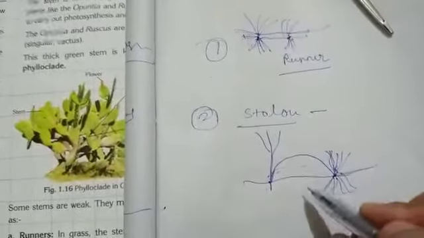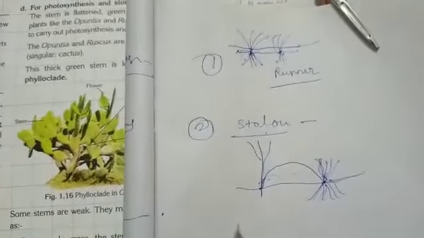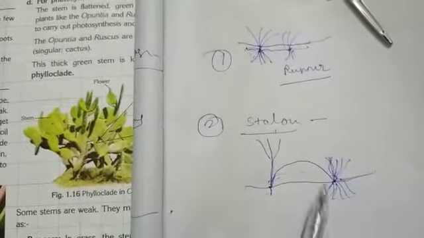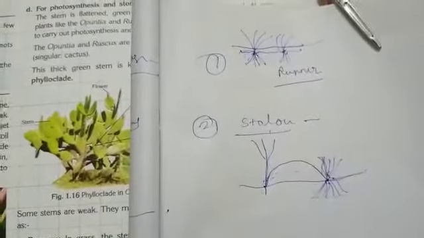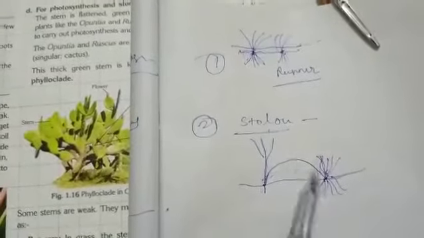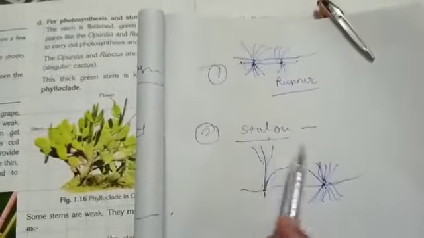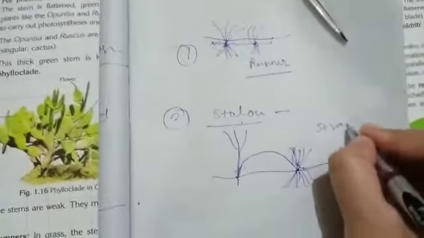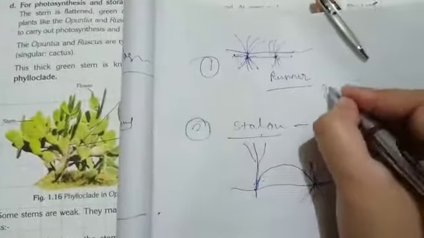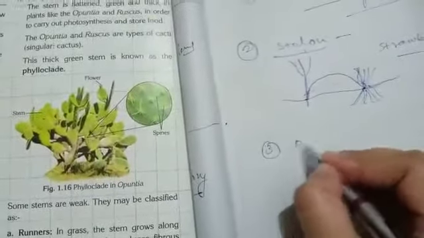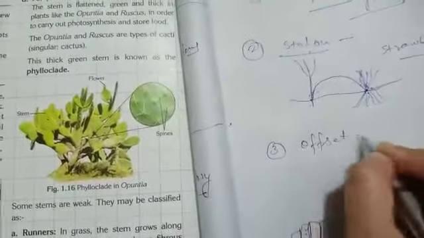So what happens in a stolon? One branch of the stem bends and forms an arc-like structure. Now from this arc, at every node the leaves and the roots grow. Roots grow downwards and leaves grow upwards. So this type of stem is called stolon. The example is strawberry, okay. And the example of runner is grasses, right? Now the third is offset. The third type of stem is offset.